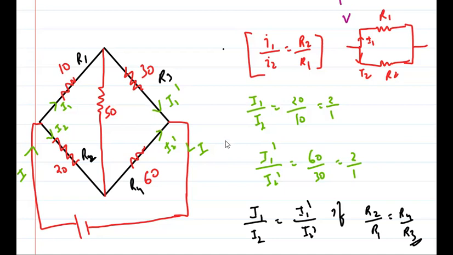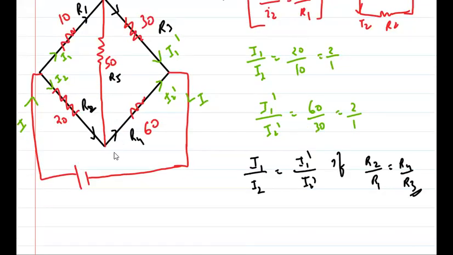Now think about it, sir. If I1 by I2 is equal to I1 dash by I2 dash, can I say that whatever current goes through this comes through this, and whatever current goes from here comes out from here? So there will not be any current in this R5. The current in I5 will be zero. Anyone have any doubt in this?